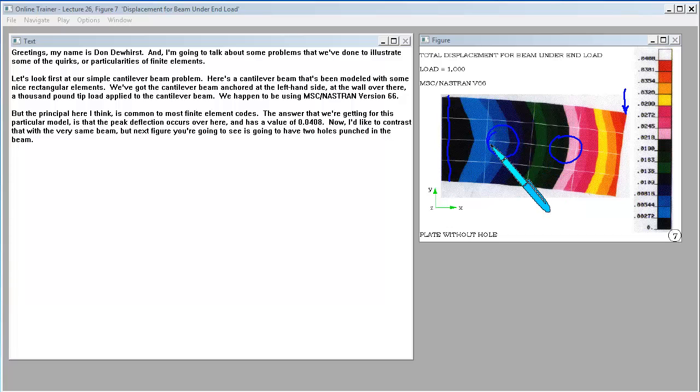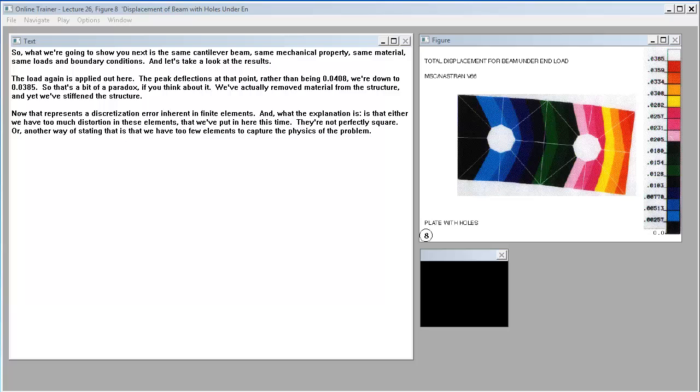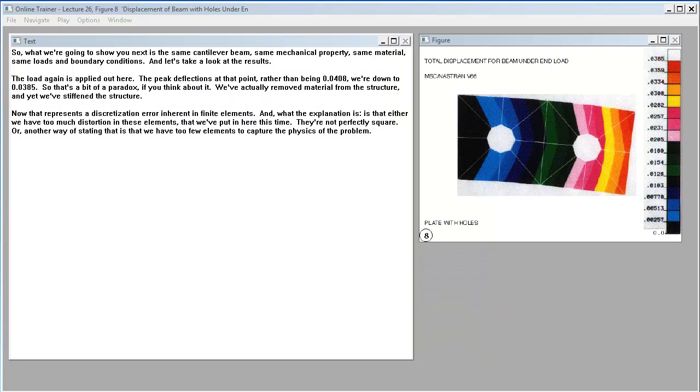next figure you're going to see is going to have 2 holes punched in the beam. So what we're going to show you next is the same cantilever beam, same mechanical properties, same material, same loads and boundary conditions, and let's take a look at the results. The load again is applied out here, the peak deflections at that point. Rather than being 0.0408, we're down to 0.0385.